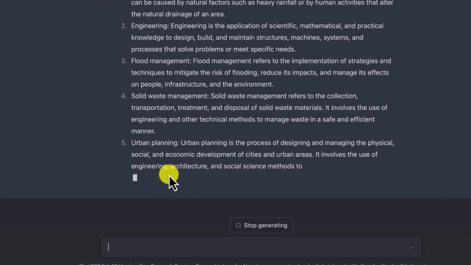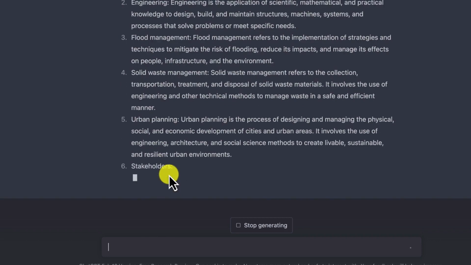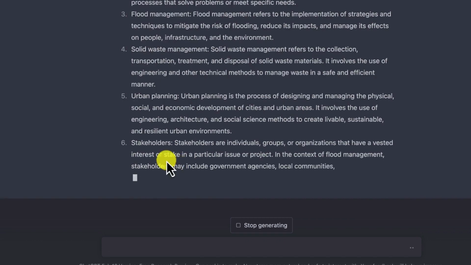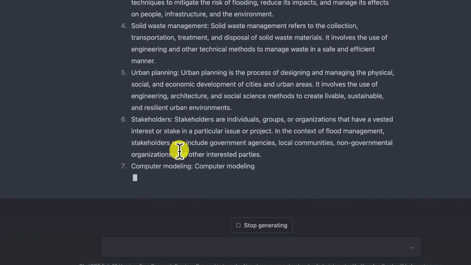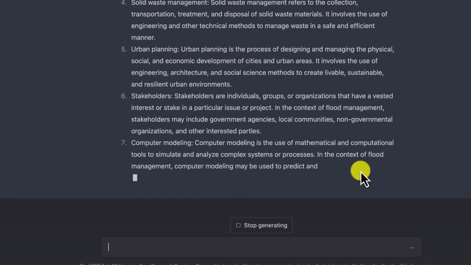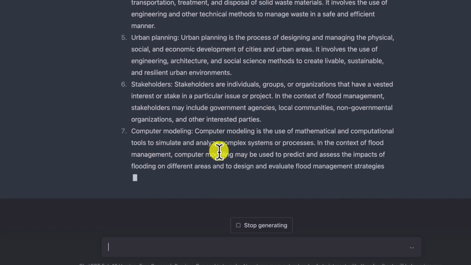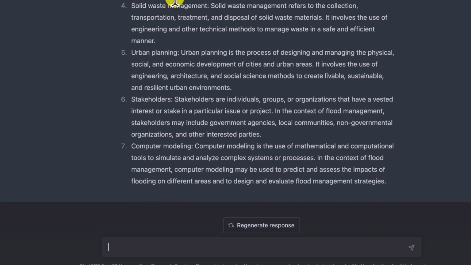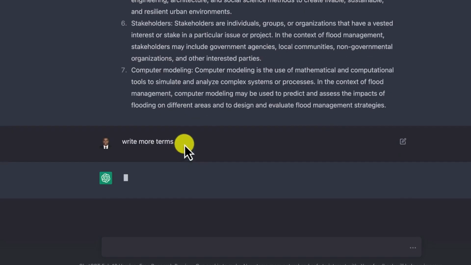And if you pinpoint or you are interested to write more on a particular topic or a particular keyword, you can just ask it to write. You can see urban planning, you can see stakeholders, you can see computer model. This one is the use of mathematical and computational tools to simulate and analyze complex systems or processes. So you can see it has given you 7 key terms that it has used. So you can ask it to write more if you want. You can say write more terms, and it's going to give you more.